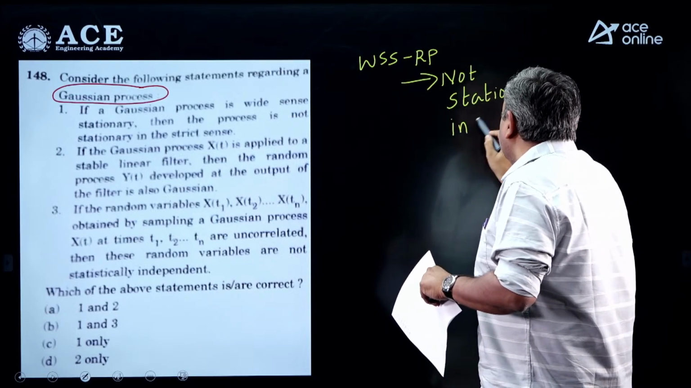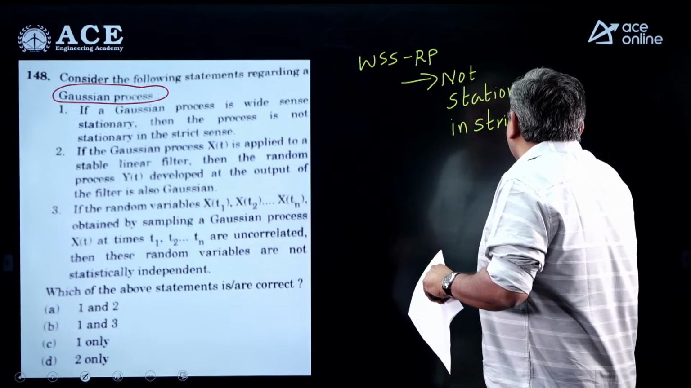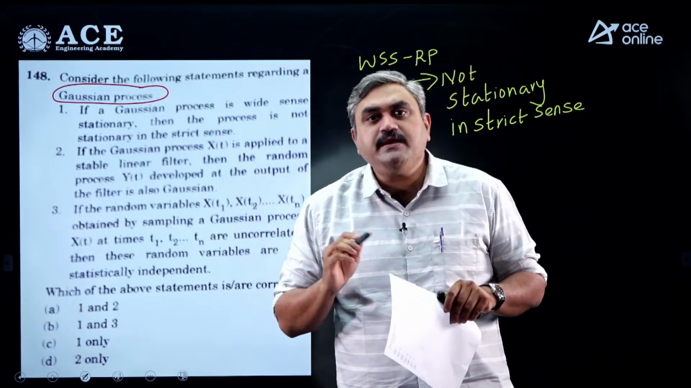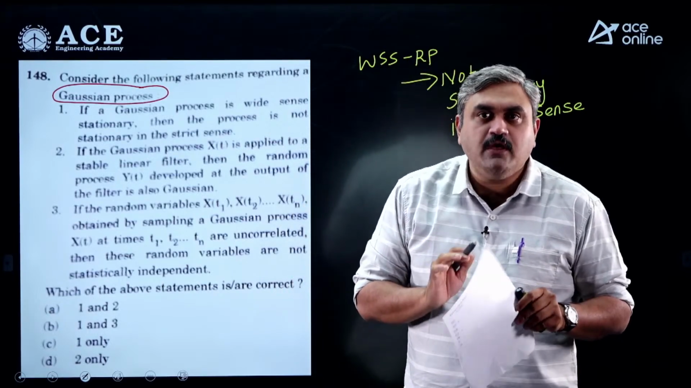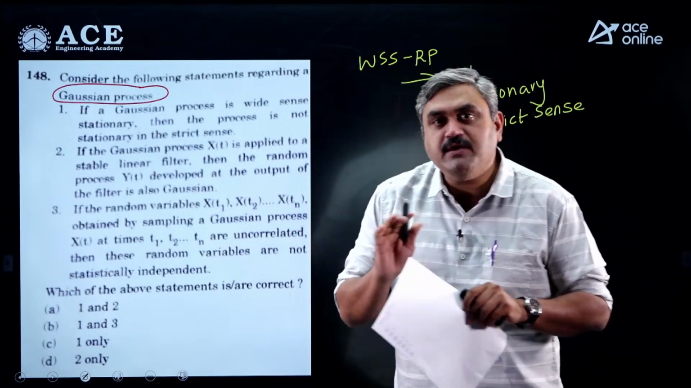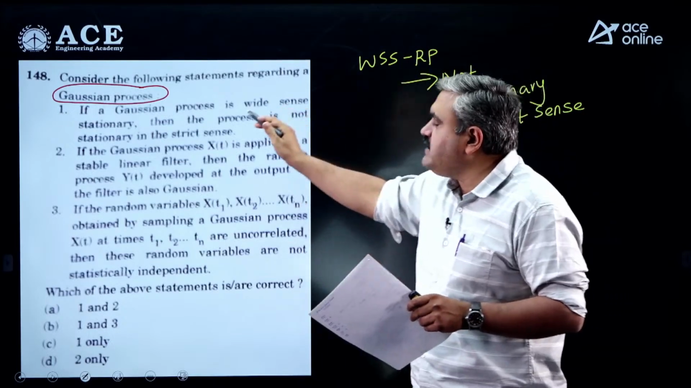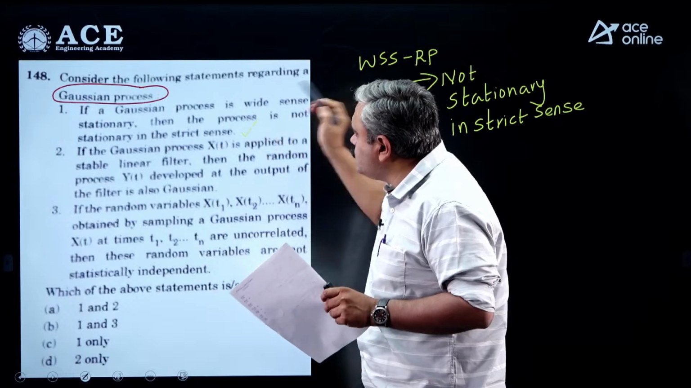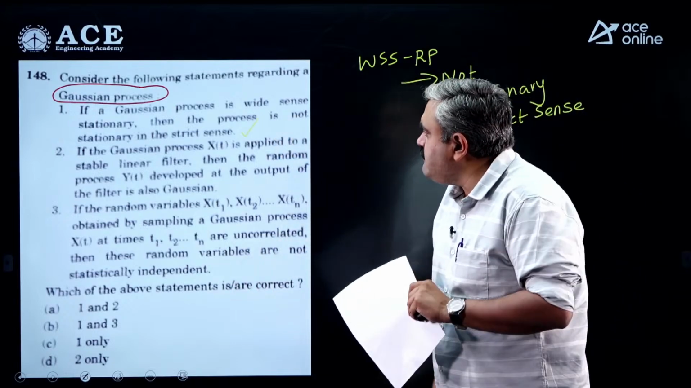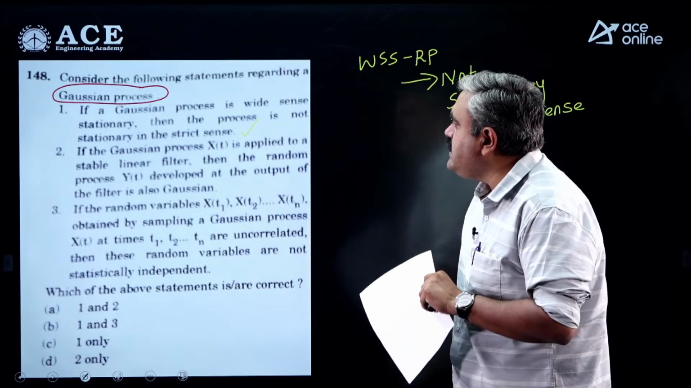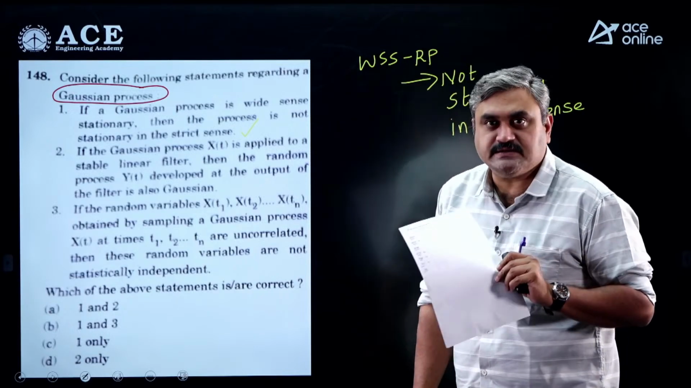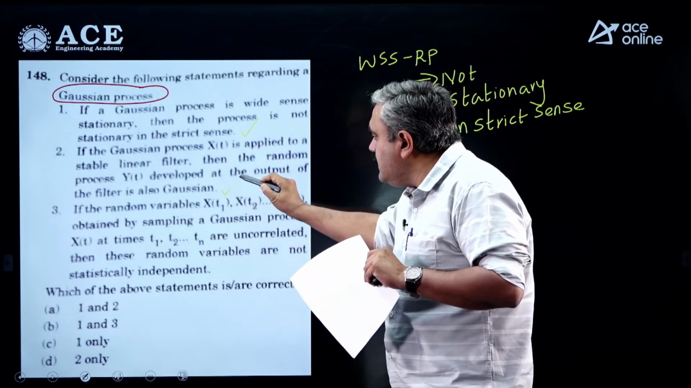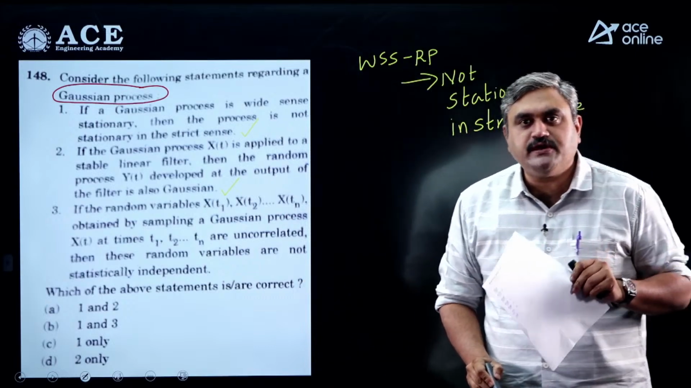When you take a strict sense stationary process, if it is second order strict sense stationary, then it can be considered a wide sense stationary process. That means every strict sense stationary process is wide sense stationary, but a wide sense stationary process need not be strict sense stationary. So whatever he is saying looks correct. Next, if the Gaussian process is applied to a stable linear filter, meaning an LTI system, then the random process y of t at the output is also Gaussian. Correct, because a linear transformation of a Gaussian random variable is definitely a Gaussian random variable.